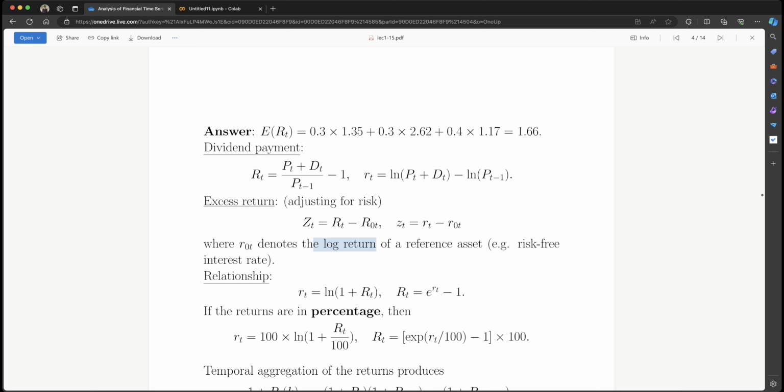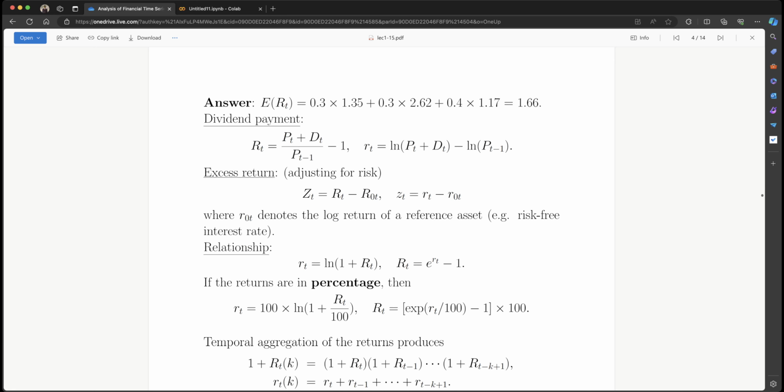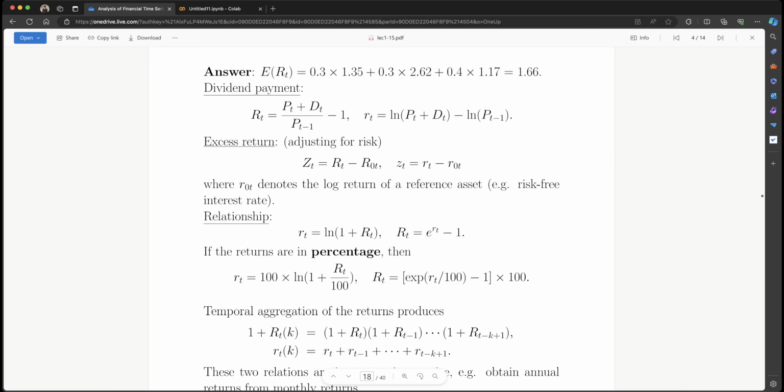Now the relationship: small rt equals log 1 plus RT. Therefore big RT is e to the small rt minus 1. If returns are in percentage, then rt would be 100 multiplied by log of 1 plus R divided by 100. So we can transform percent like this.